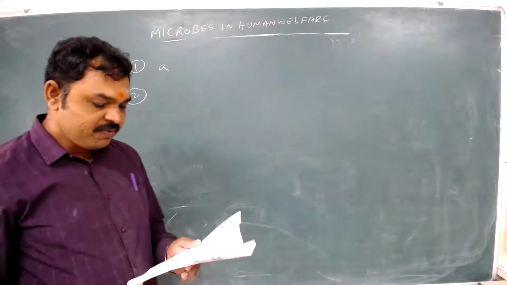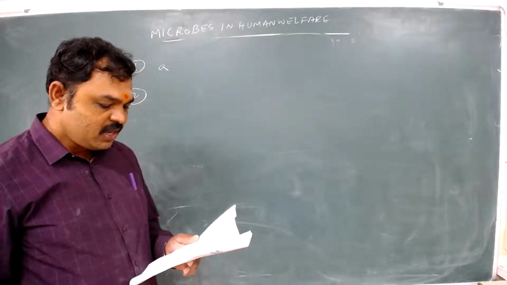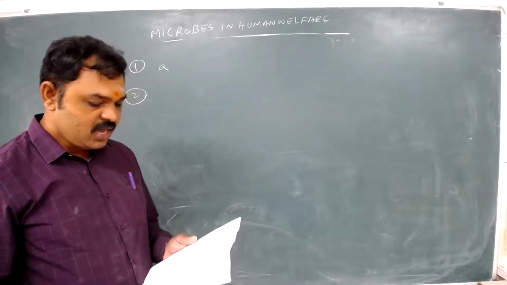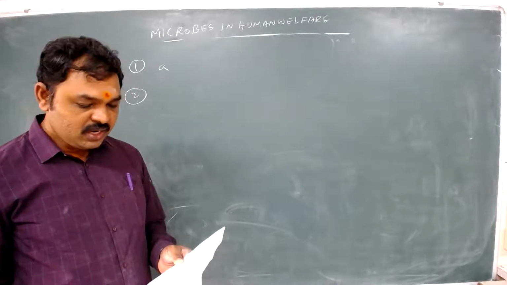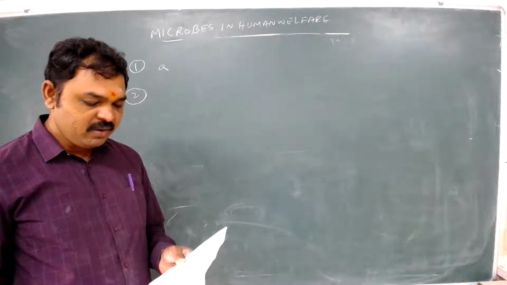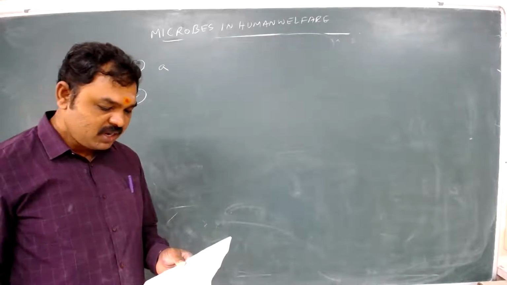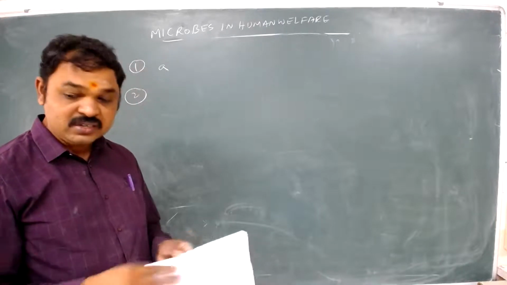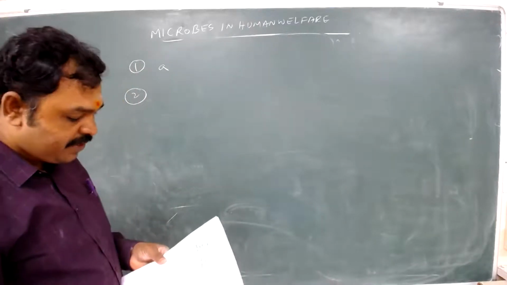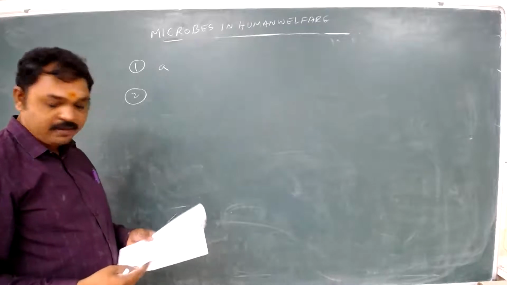Second question: which of the following in sewage treatment removes suspended solids? You know what suspended solids are. Is it secondary treatment, primary treatment, sludge treatment, or tertiary treatment? Which treatment can remove these suspended particles?